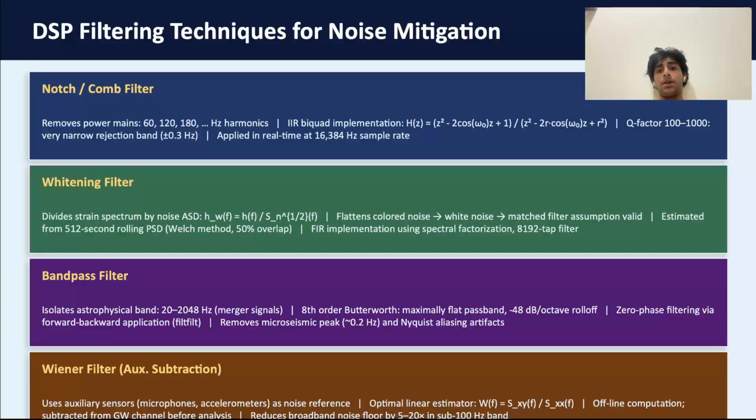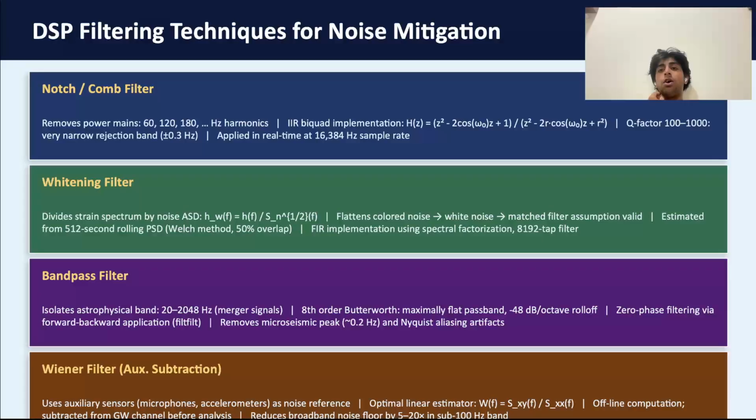Next is the bandpass filters, which are 8th order Butterworth filters, which enforce a 20 to 2048 Hz band. Below 20 Hz, seismic noise still overwhelms everything. Above 2 kHz, there are essentially no astrophysical signals and the noise is rising. The Butterworth design gives maximally flat response in the passband with a smooth roll-off. No ripple, no ringing.